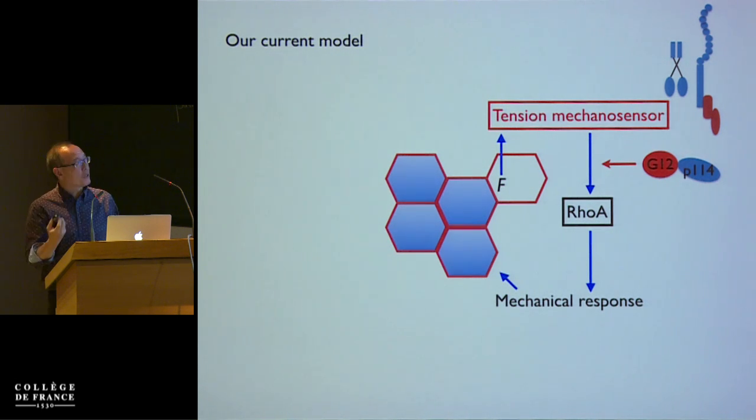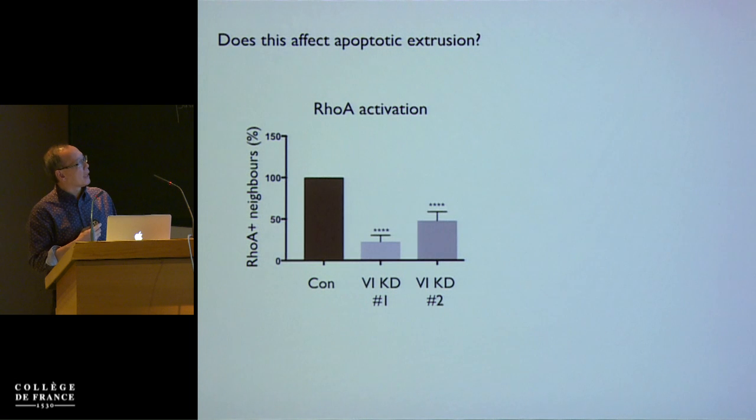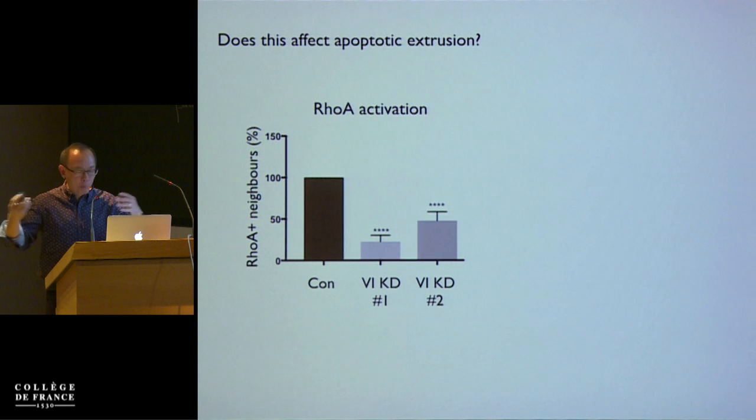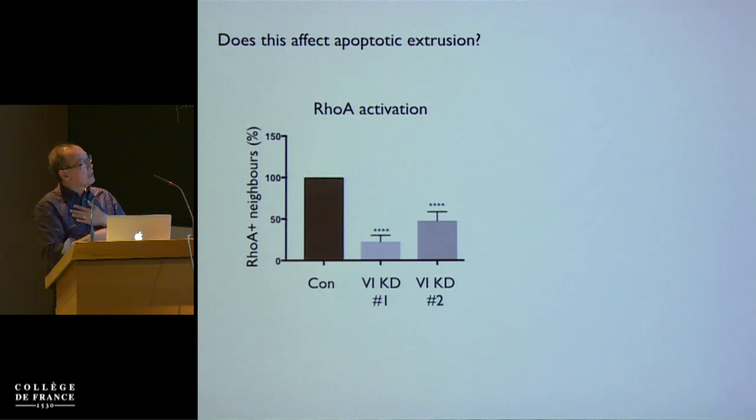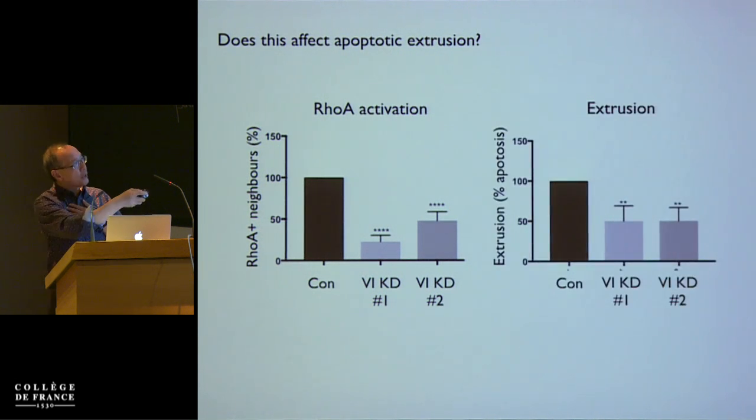The question, of course, is whether it's relevant for apoptosis. And again, just two little pieces of data to suggest that it may be. If we look at the Rho activation response in those neighbor cells, here we've changed from global epithelia to apoptosis, then the Rho response in the neighbors is abolished if you deplete the neighbors of myosin 6, and the extrusion response is also abolished if the neighbors don't have myosin 6.